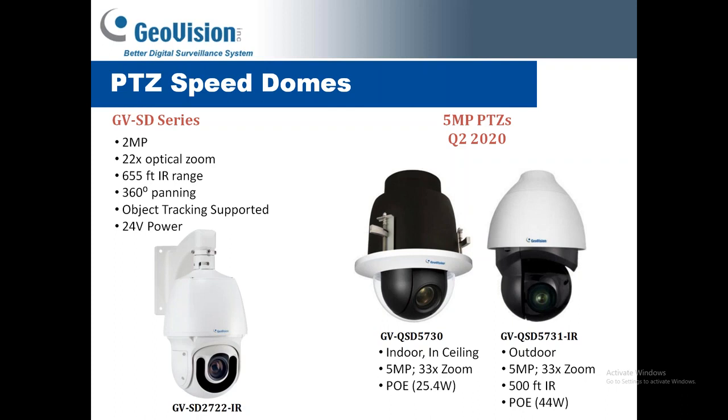5-megapixel PTZs very soon. You have the QSD series on the right. The main difference between them is the QSD 5730 is indoor and in-ceiling mount, and then the QSD 5731-IR is outdoor rated. Both can be powered by a high-powered PoE injector. So rather than doing 24 volt, you can do a high-powered injector that we offer as well.